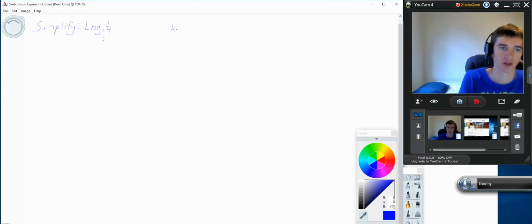When you have log of some value x with some base b, it will equal some value y. When we simplify this, we want to change it to something that's easy to understand and looks a lot better than log base 1/2 of 1/4. So we're going to say that this equals some value y, and that will be our simplified value.